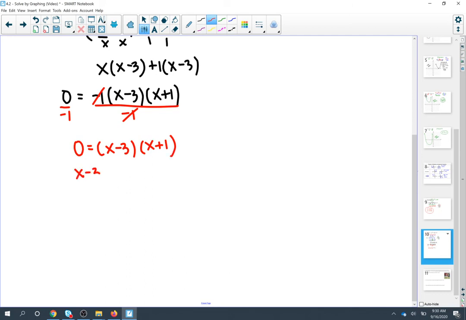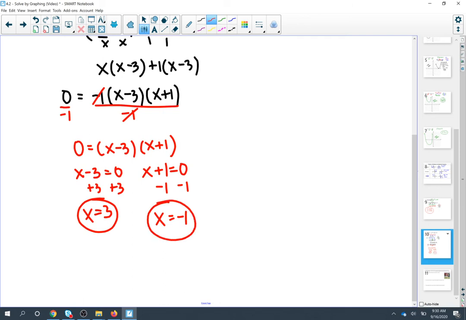Zero product property, x minus 3 equals 0. X plus 1 equals 0. Add 3. X equals 3. Subtract 1, x equals negative 1. So the zeros of your function should be 3 and negative 1.